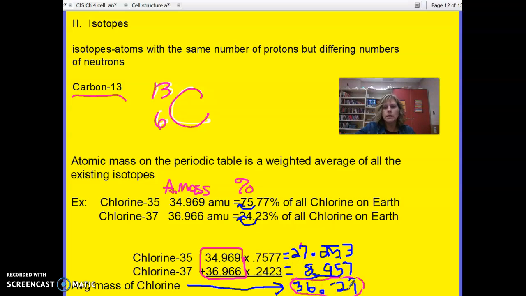So 36.21. So this is almost 35. This is almost 37. So I'm in the middle. But it should be, remember, a weighted average of these two. So somewhere in the middle, a little closer to this one. So hopefully that is right. Please, if my math is wrong, please correct me tomorrow because I seriously think it's my phone calculator. Anyway, so that's the average atomic mass.